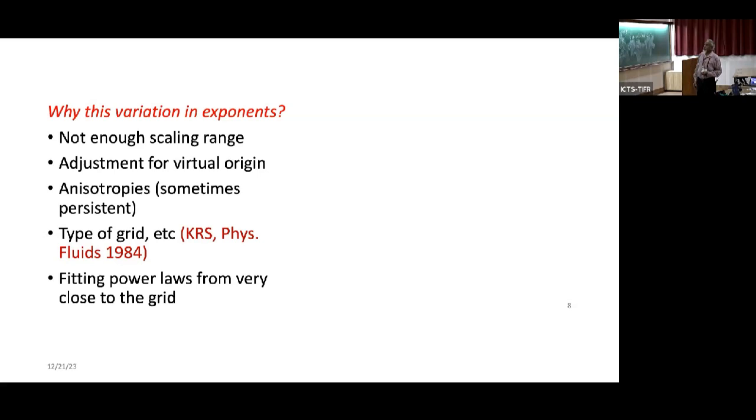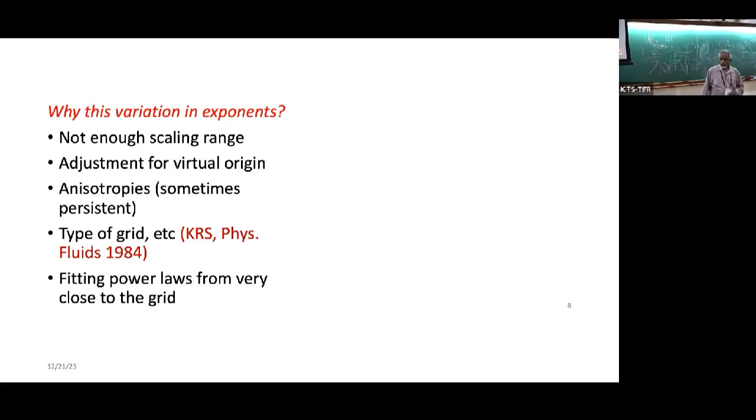And then there are anisotropies. They persist no matter how hard you try, and therefore, what you have is not really an isotropic case. And then the type of grid, I wrote a paper a long time ago on the same thing. For example, it could be an equally spaced grid of bars like this. And each of them could be a cylinder, could be something else, it could be rectangular, it could be circular, all kinds of things, and all of them have an influence.